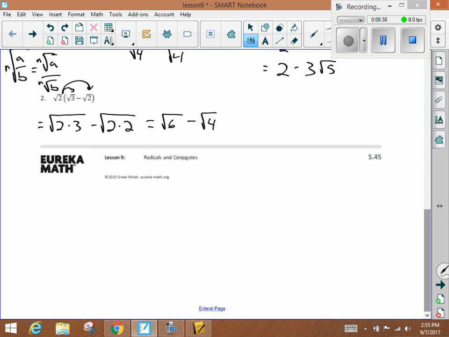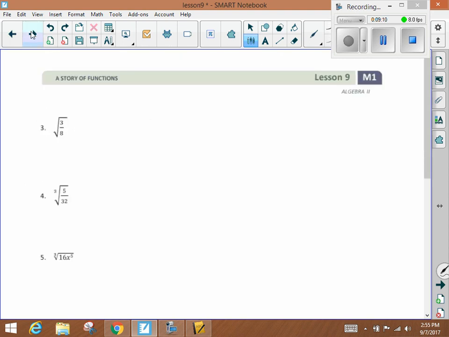Can I simplify that square root of 6? It's not divisible by a perfect square, so I can't. But the square root of 4, I can do that. So that's how we would simplify that way. Okay, moving right along. Let's simplify these. All right, here we go.